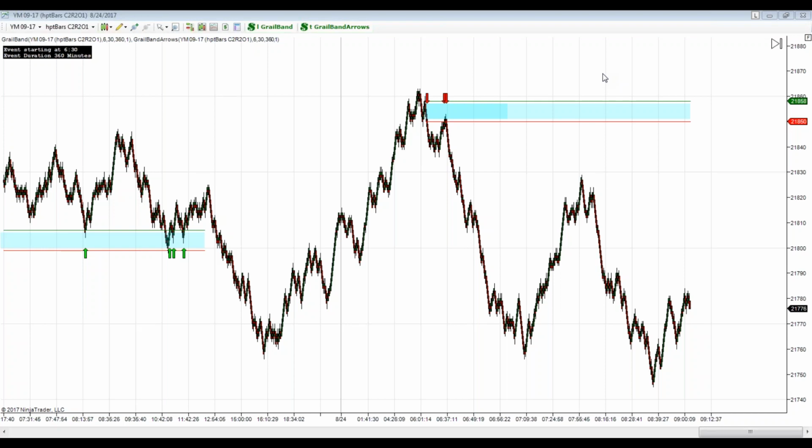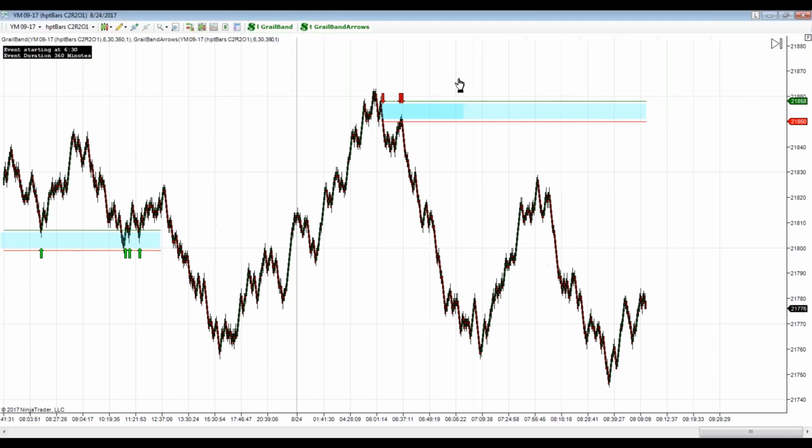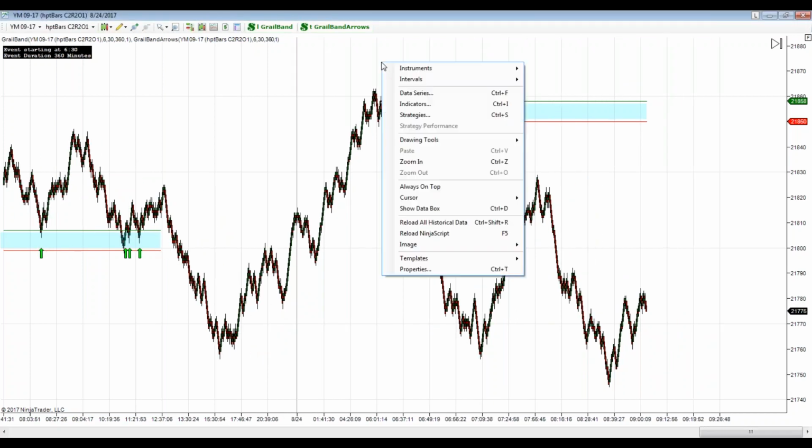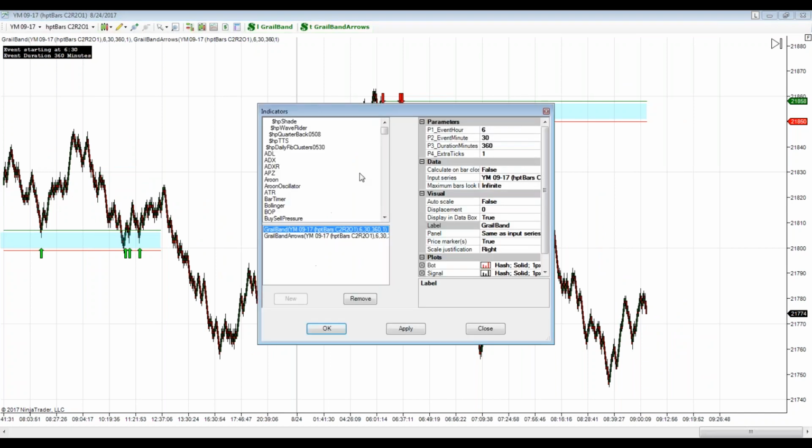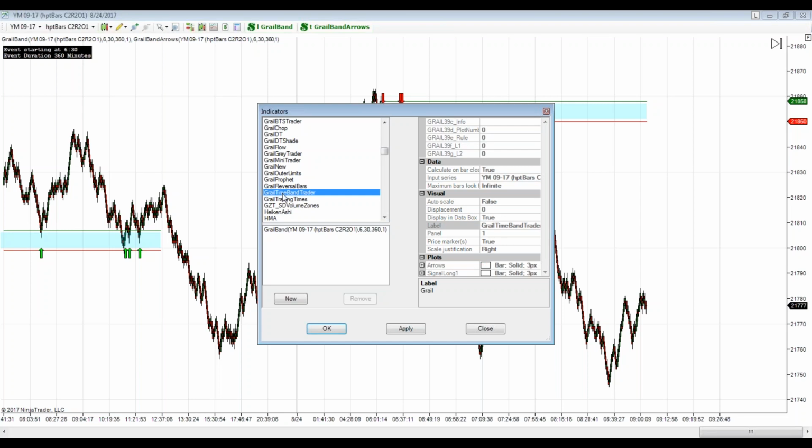Okay? So what I'm going to do right now is I'm going to turn off, I'm going to get rid of the Grail band arrows so that's not interfering. Okay? I'm going to add the Grail time band trader. All right, now this is an actual trader. This is one of your 5 traders. I'm going to add the Grail time band trader. I'm going to put new and I'm going to hit OK. And you're going to notice when I hit OK, things are probably not going to match up.